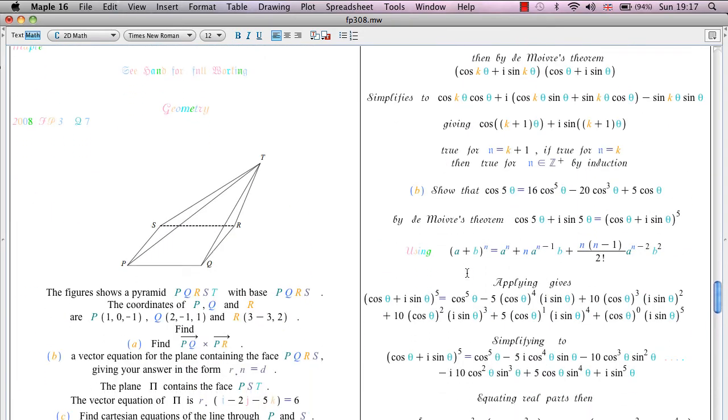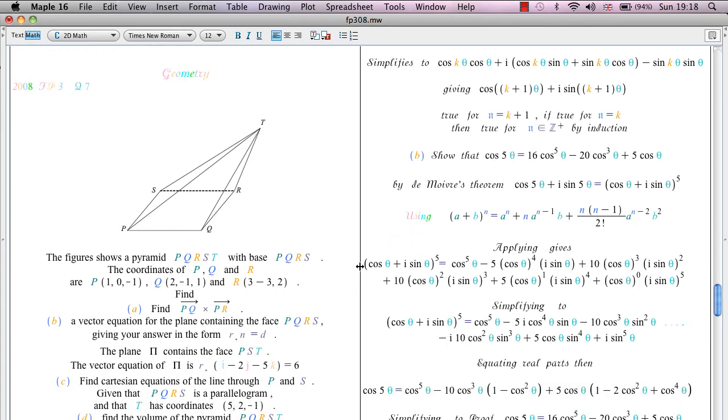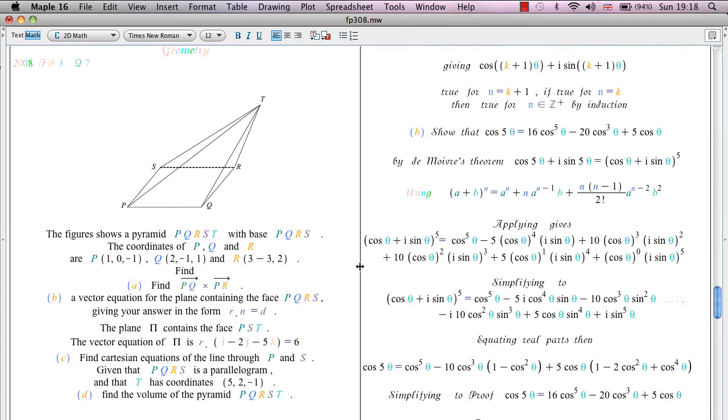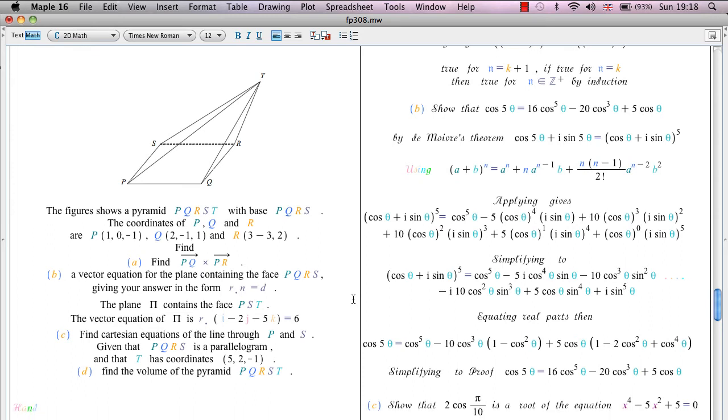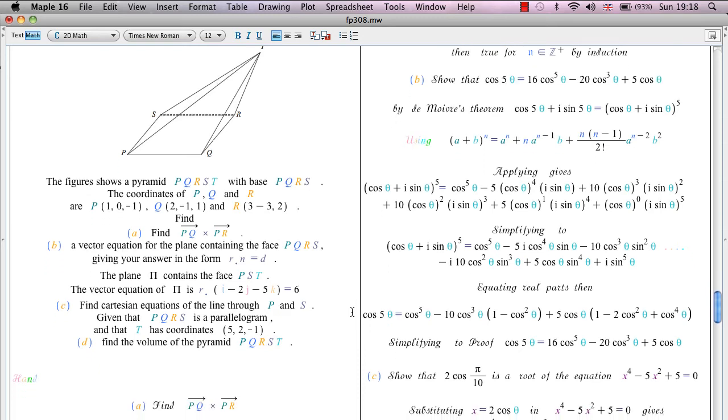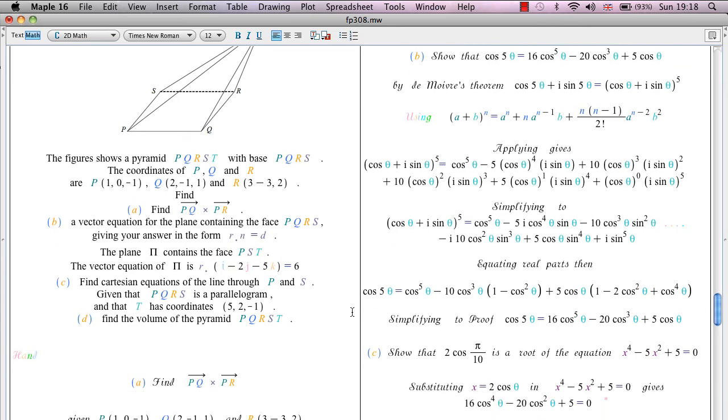Final question in this paper, Geometry 3D, a pyramid PQRST. To find the vector product of PQ and PR in A, an equation of the plane for the face PQRS in B, and then given the plane of the face PST, to find Cartesian equations of the line through P and S. And given that PQRS is a parallelogram and the coordinates of T, to find the volume of the pyramid.